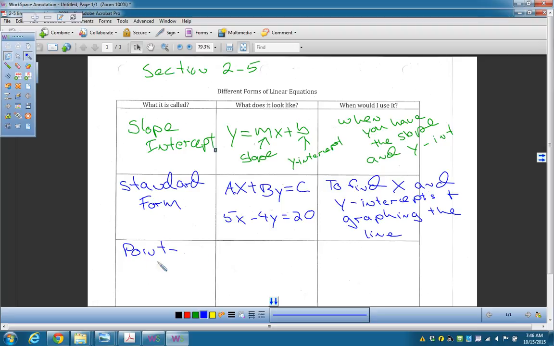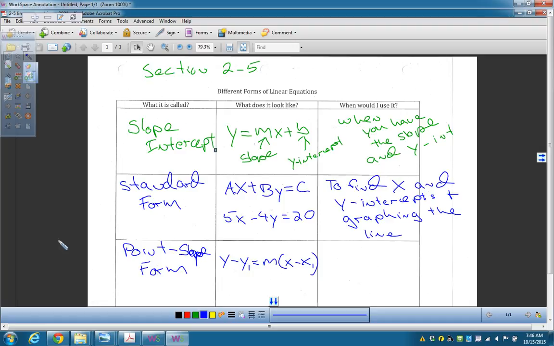Let's write down what point slope form is. Point slope form looks like this: y minus y1 equals m times x minus x1. How many of you have seen that before? Okay, so that's kind of new, right?